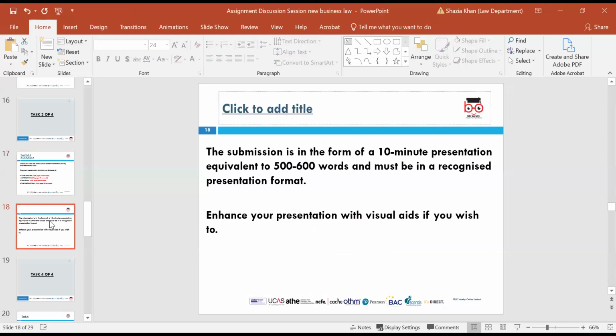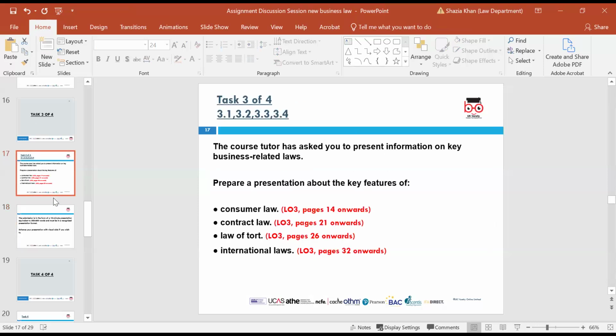Again, the submission is in the form of a 10-minute presentation, equivalent to 500 to 600 words, and must be a recognized presentation format. Enhance your presentation with visual aids if you wish to. So if you do PowerPoint slides, put some visual aids on. Make sure you're doing it in regards to the presentation format, and it has to be a 10-minute presentation equivalent for each of them.